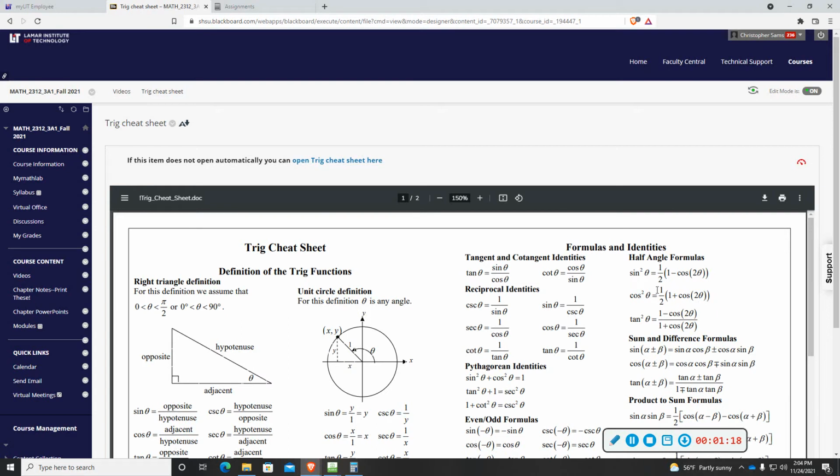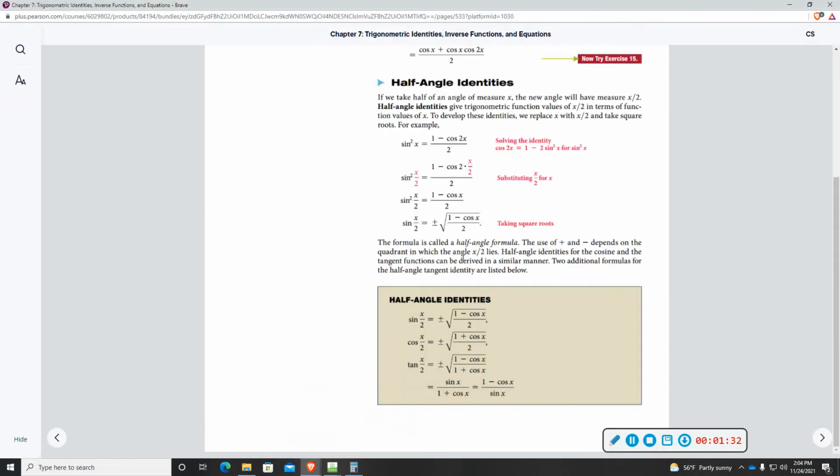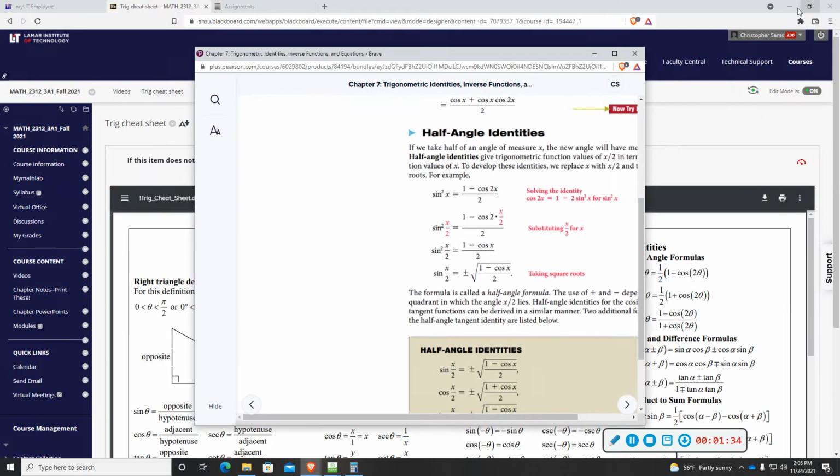But I'm going to do both. I'm going to do both this first time, and then whenever I get to tangent, I'm only going to do the one from the textbook. So just look at this compared to this one. Let me see if I can put them side by side.